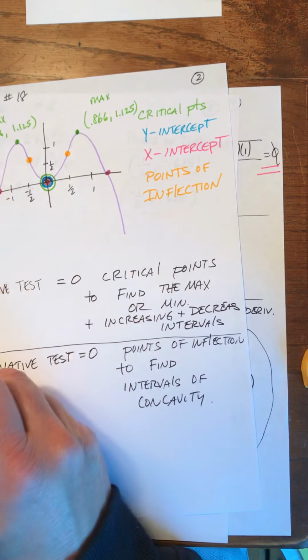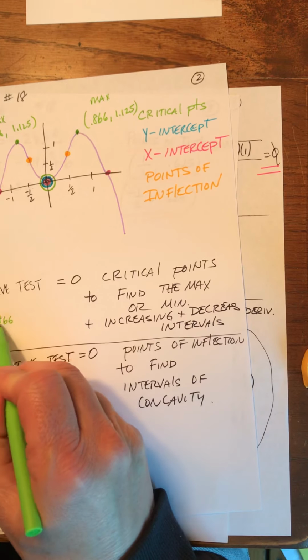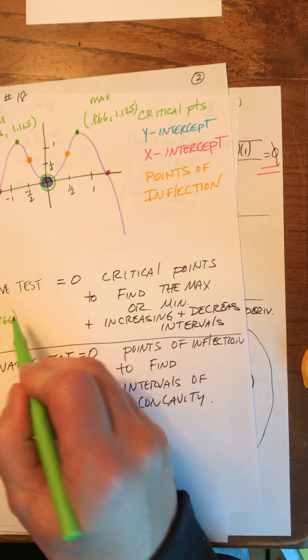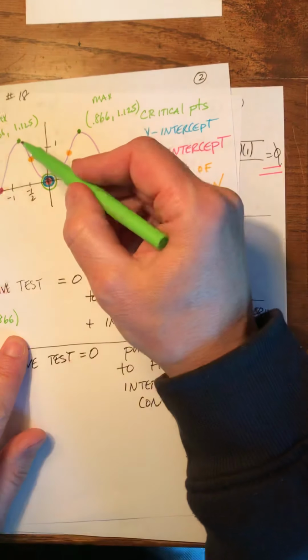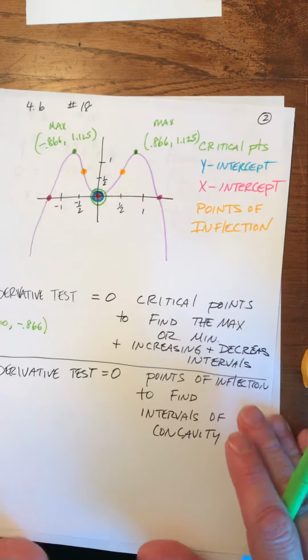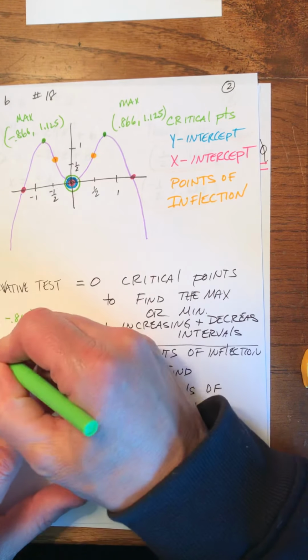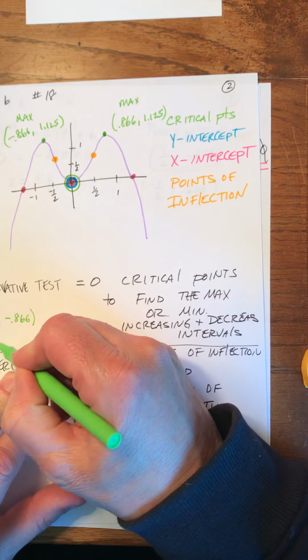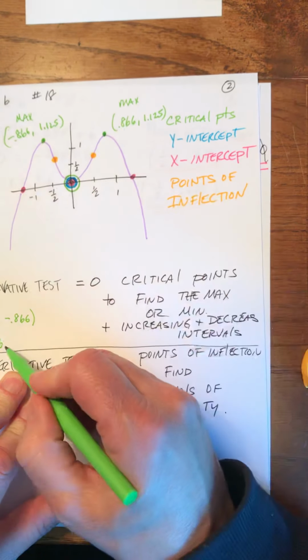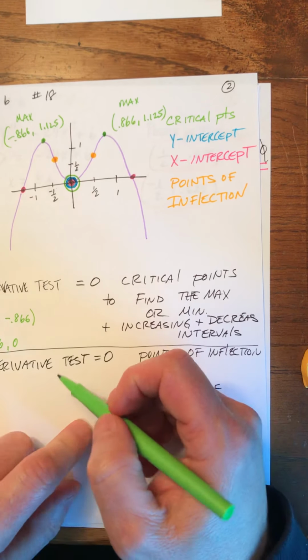The interval is the increasing, decreasing interval. So if I put an increasing interval, it would increase from -infinity all the way up to that critical point, which is 0.866, not including that, because once it peaks at that point, it's neither going up or down. Now, it is decreasing then from -0.866. It decreases all the way to 0, which 0 is another critical point.